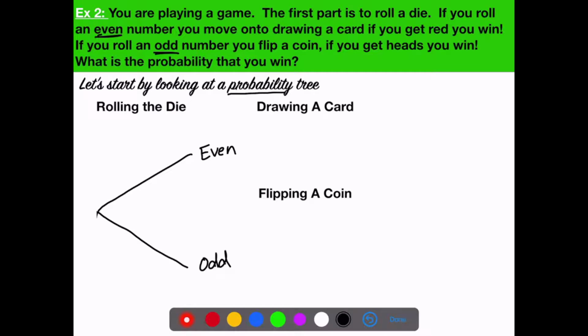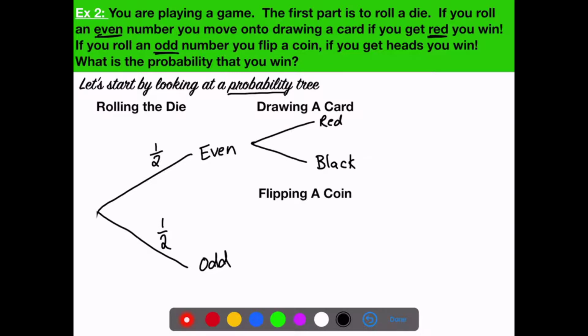To make this probability tree, we put the probability on each branch. It's 50% probability you get an even, 50% probability you get an odd. For drawing a card, the important part in the question was getting red or not. So that means we can either get a red card or the other color cards are black. Again, I'm not listing 52 different branches of this tree diagram. Just the two events that are important.